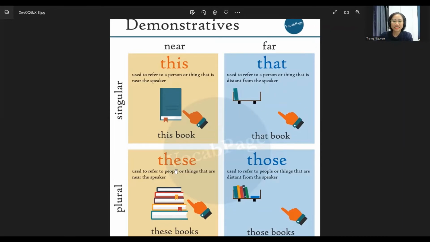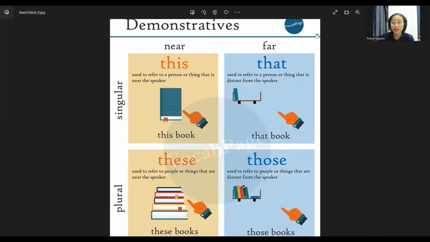Okay, so these, and you can see a picture over here, there are many books, and this person is, I would say, touching or pointing in a very close distance to these books. So we use these with plural nouns, books, these books, okay, and those, we use those for further distance, and of course with plural nouns. For example, this person is pointing at those books. Okay, so we say those books.